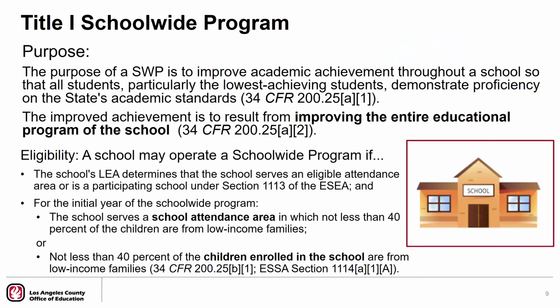In order to implement a school-wide program at the school site, the school must meet the eligibility requirements. A school is eligible if the school serves a school attendance area in which not less than 40% of the children are from low-income families, or not less than 40% of the children enrolled in the school are from low-income families.